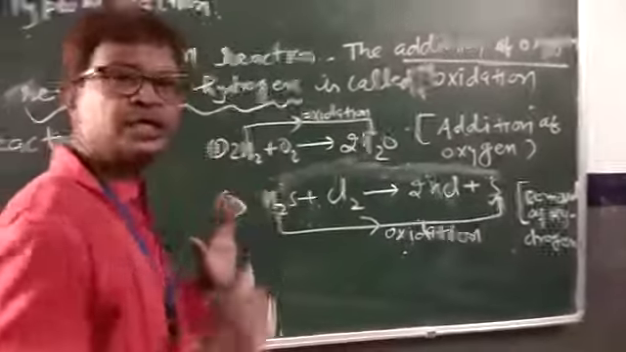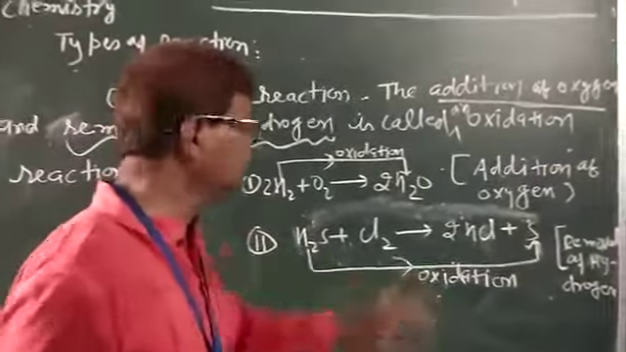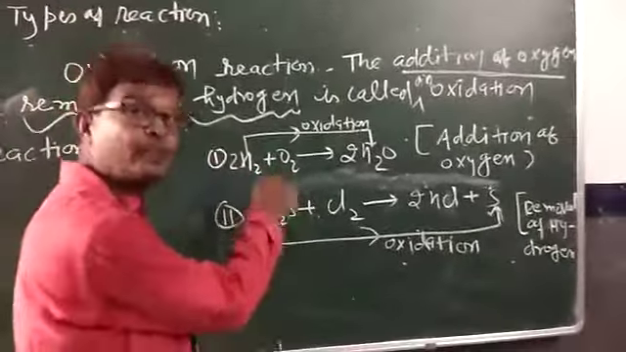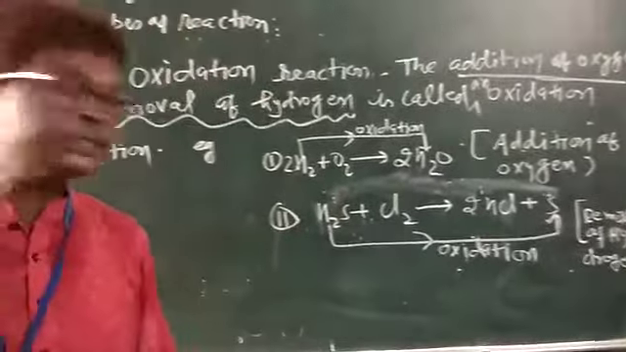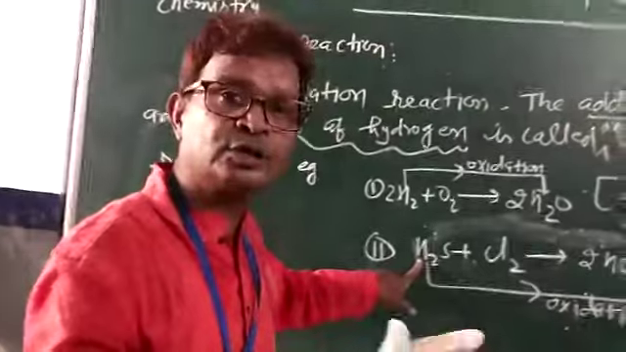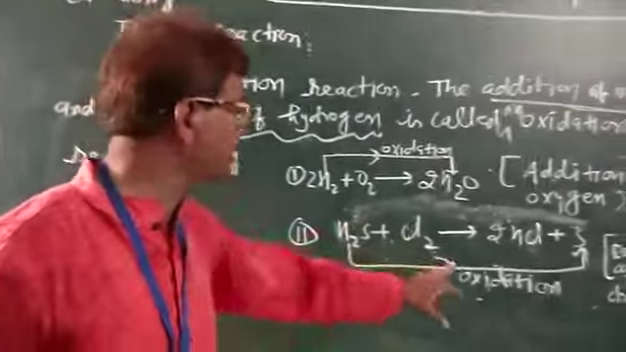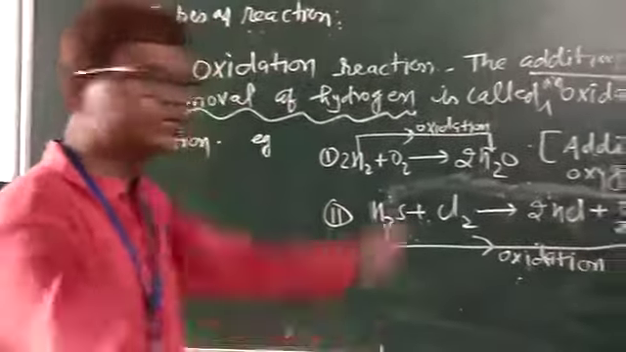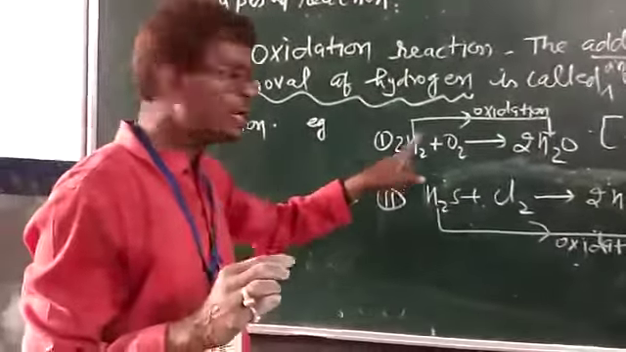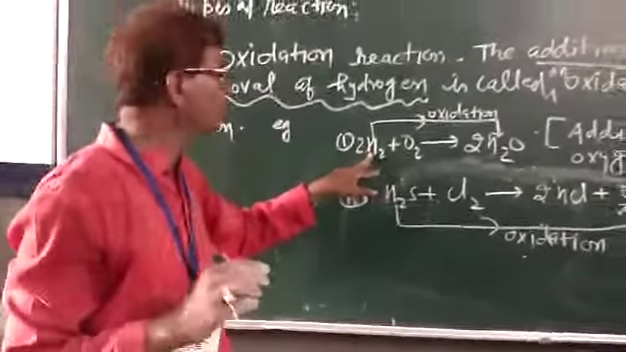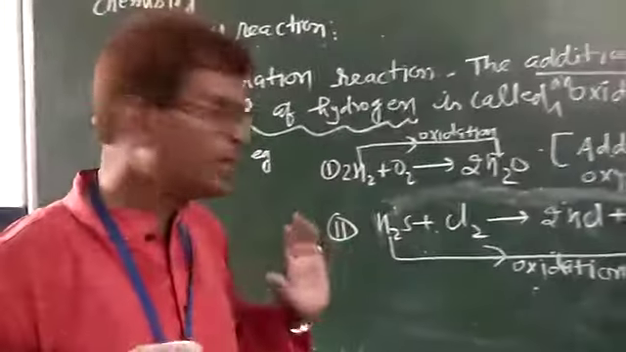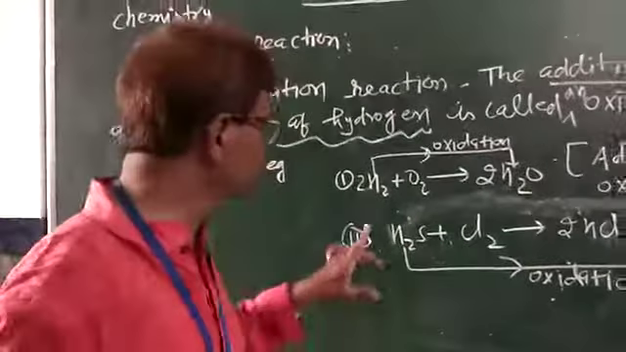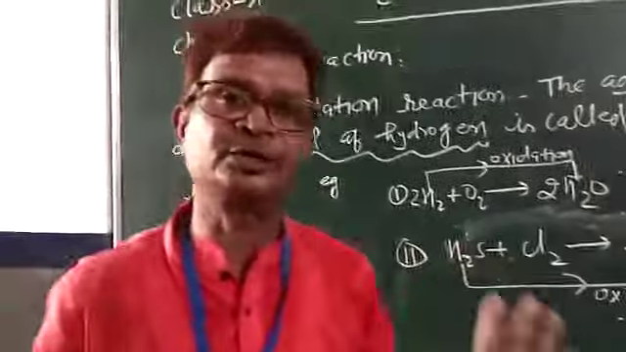So in which substance hydrogen is removed, the oxidation reaction takes place. So in the second reaction, hydrogen is removed from hydrogen sulfide. So in hydrogen sulfide, oxidation reaction takes place. So, students, it is very clear that in the first case, oxygen is added to hydrogen, so oxidation of hydrogen takes place. And in the second case, hydrogen is removed from hydrogen sulfide, so oxidation of hydrogen sulfide takes place.